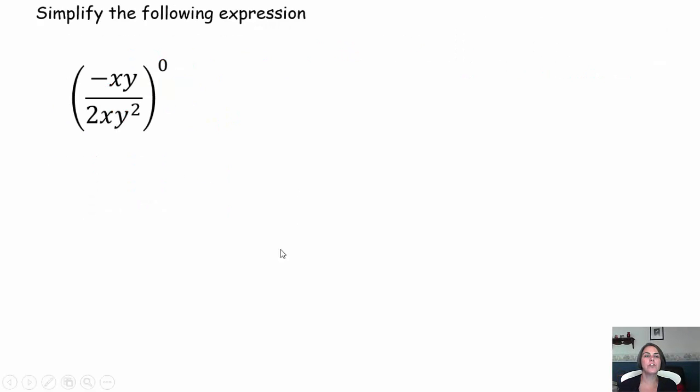I'd like you to try this one on your own. I'd like you to take a few minutes and simplify that expression. You're going to need to pause the video and then come on back. All right, hopefully you paused the video. Anything, no matter how complicated it looks, raised to the 0 power is always 1. Done. That's all the work we need to show.